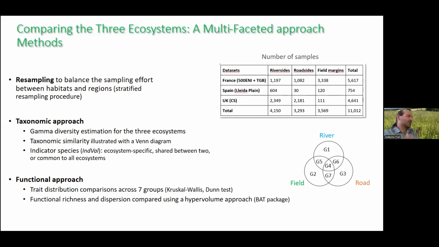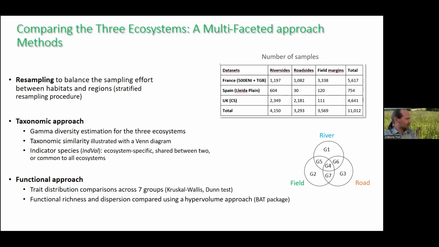So there were several options. We could have removed Spain, but it would have been a pity for the partner from Spain. So we tried to keep them by resampling the data to balance the sampling effort between habitat and region. We used a stratified resampling procedure with the probability of drawing a survey inversely proportional to the number of surveys in a given region. After this resampling, we obtained an average frequency for each species in each habitat.